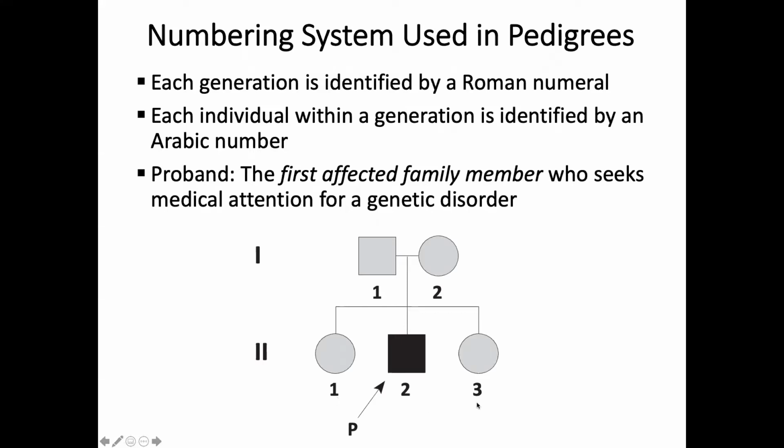Here, the son is filled with black color, which indicates that this individual is affected by a genetic disorder or showing a specific trait. There is a P letter pointing to this person, meaning this is a proband, the first affected family member who was identified with his trait.